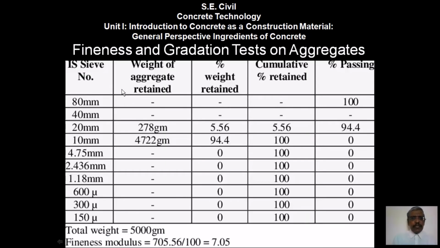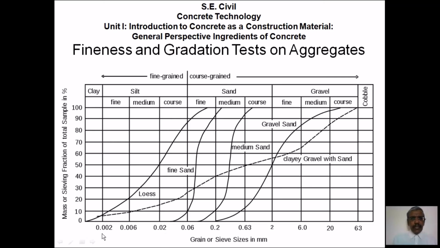Next part we will see the fineness and gradation test on aggregate. So we have to find out the fineness modulus. For that you have to do the addition of all the cumulative percentage weight retained and divide it by 100, then you will get the fineness modulus. Then gradation test on the aggregate, as you have done in soil mechanics or geotechnical engineering, the gradation curve, same way here you have to do the gradation curve for the aggregate.